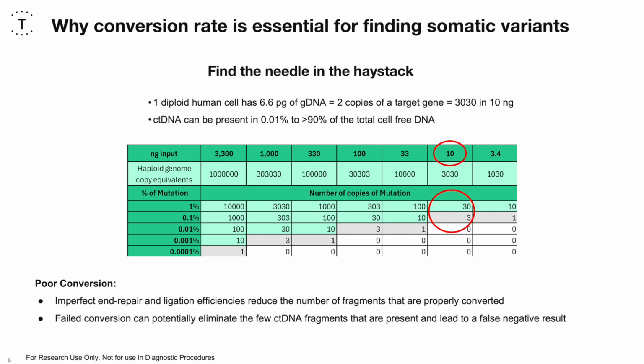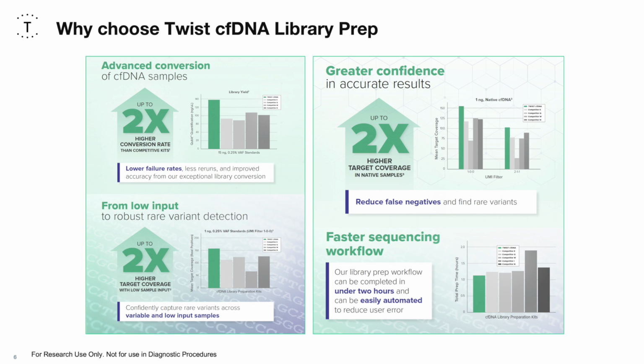Poor conversion efficiency from imperfect end repair and ligation can lead to loss of these critical rare ctDNA fragments, resulting in false negative results. This is where the Twist cfDNA library prep kit excels. We offer advanced conversion of cfDNA samples, providing up to 2 times higher conversion rates than competitive kits. This exceptional library conversion leads to lower failure rates, fewer reruns, and significantly improved accuracy.